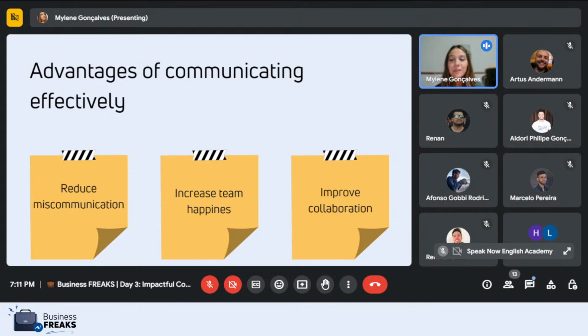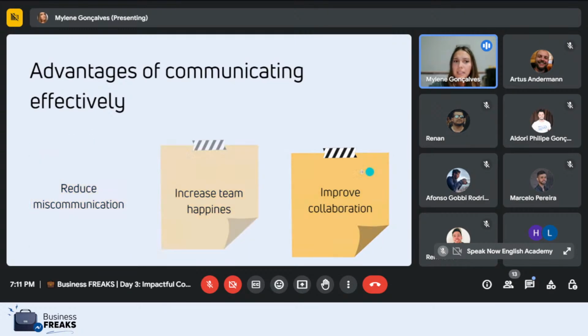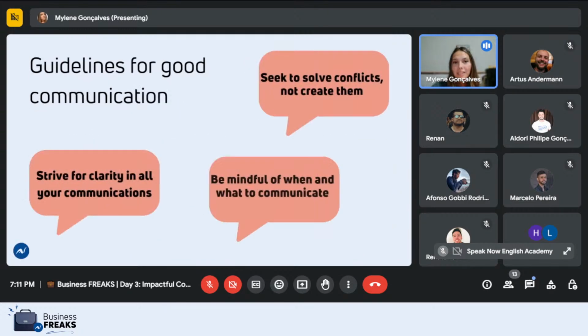And I know that because I work with a really communicative team. We communicate in a really effective way. So we're always trying to manage any kind of trouble we have, and we can do it really, really amazingly because we communicate in an effective way, right? And we also improve collaboration. So, saying this, what is the guideline?